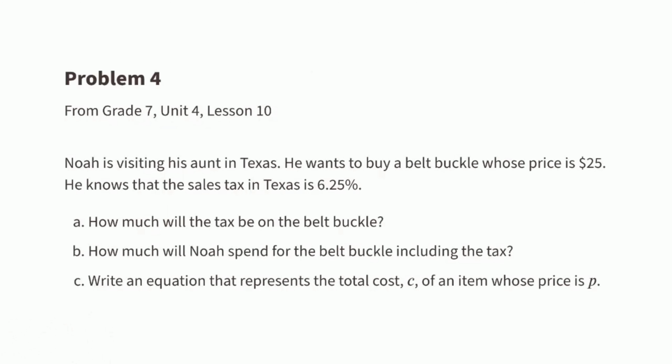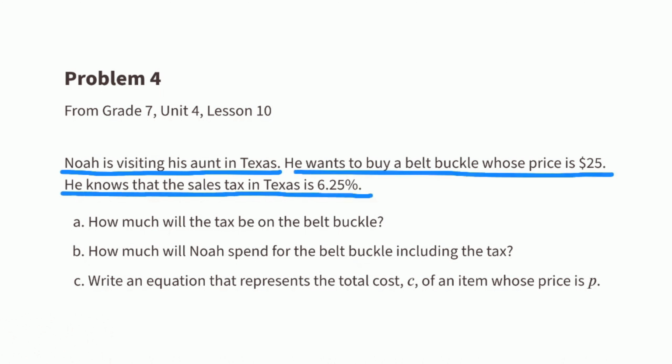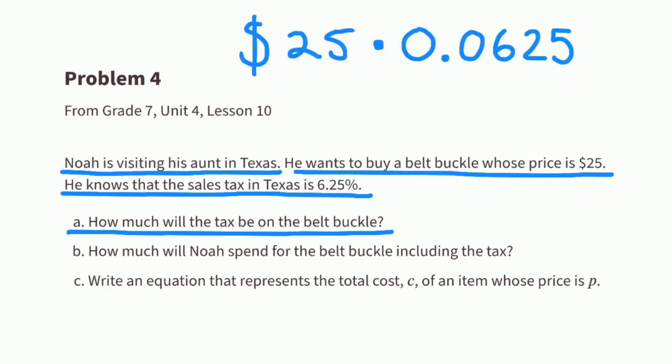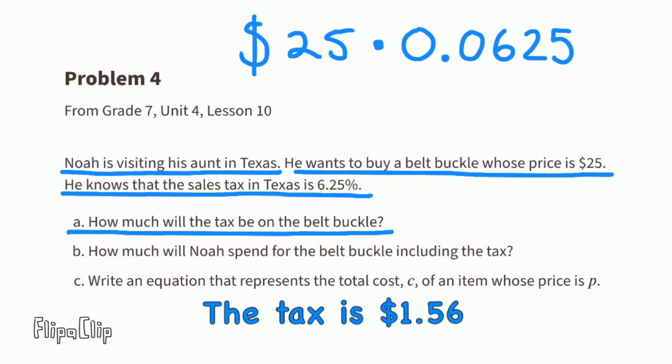Problem number 4 from 7th grade, Unit 4, Lesson 10. Noah is visiting his aunt in Texas. He wants to buy a belt buckle whose price is $25. He knows the sales tax in Texas is 6.25%. A. How much will the tax be on the belt buckle? The price of the belt buckle, $25, times the tax rate, which is 0.0625. And that'll give you the tax on the belt buckle.